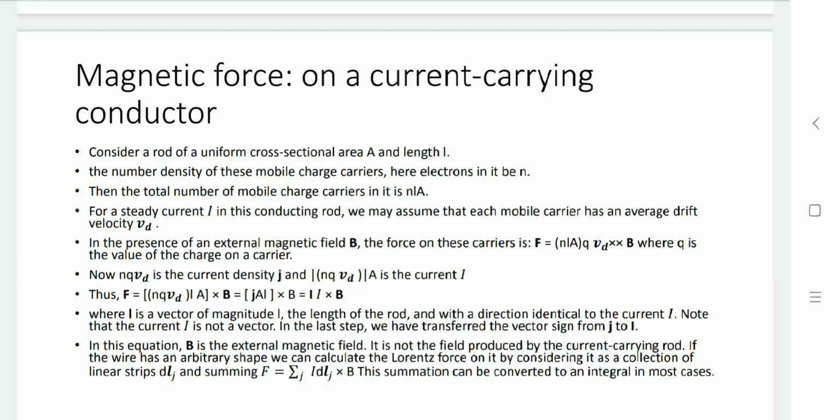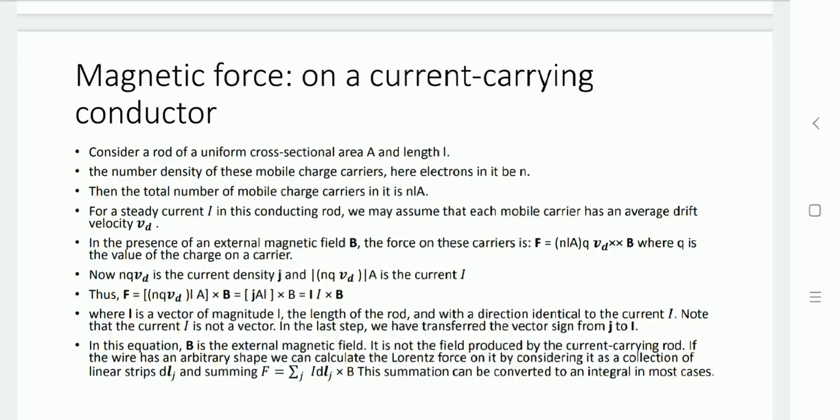So from that we can define nqVd into LA cross B. nqVd is J, so JAL cross B. And now JA is replaced by I, so L I cross B. Now bold letter L defines the vector with magnitude L. We are using L as the length, which is a vector quantity. So the force is I L cross B.